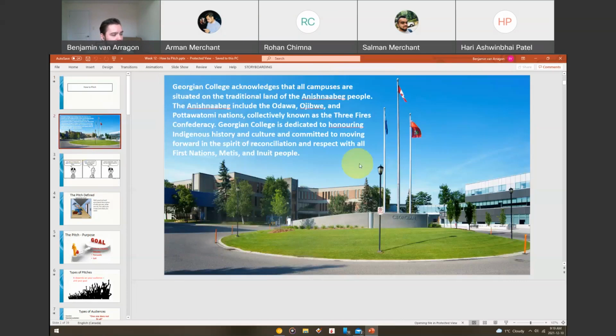So here's the land acknowledgement. Georgian College acknowledges all campuses are situated on the traditional land of the Anishinaabeg people. The Anishinaabeg include Odawa, Ojibwe, Potawatomi nations, collectively known as the Three Fires Confederacy. Georgian College is dedicated to honoring Indigenous history and culture and committed to moving forward in the spirit of reconciliation and respect with all First Nations, Métis, and Inuit people.